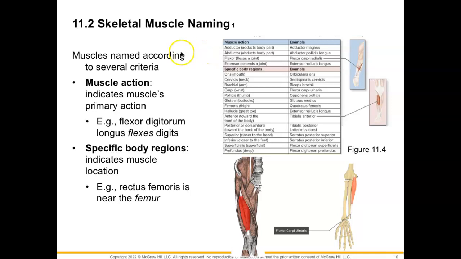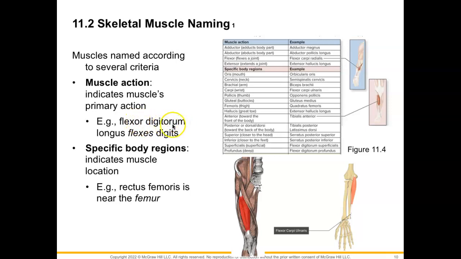So for example, we have the flexor digitorum longus that is going to flex the digits. Flexor obviously means it's going to flex something, whereas the term extensor means it's going to extend a joint. Adductor adducts a part of the body, and abductor is going to abduct a part of the body. So back to our example here, we can also use other terms in here to make it clear exactly where those actions are taking place.